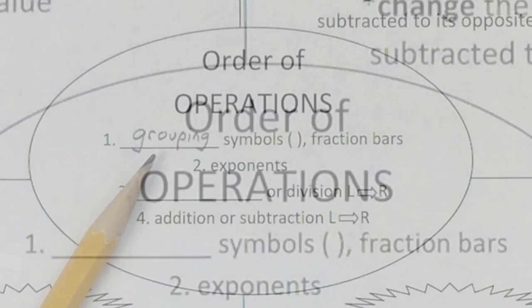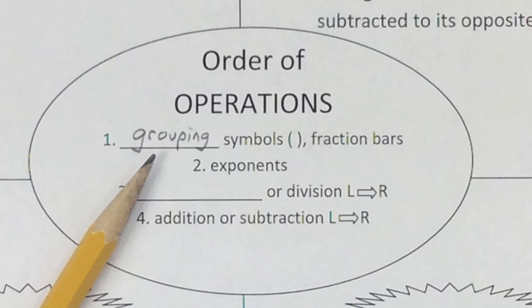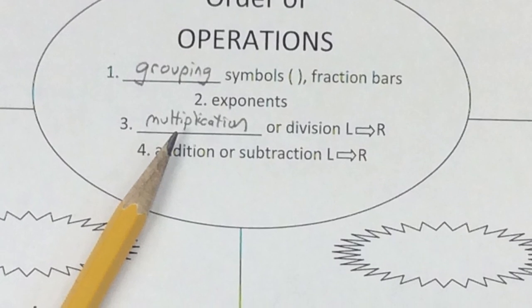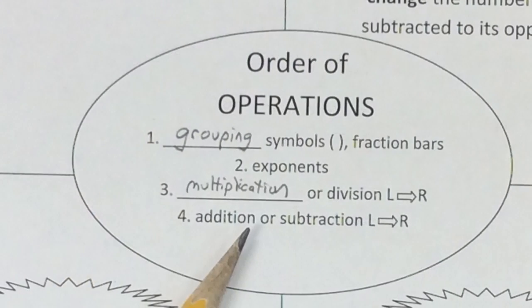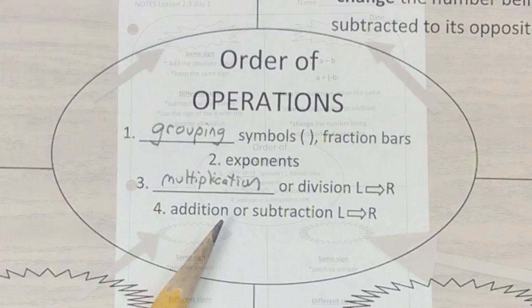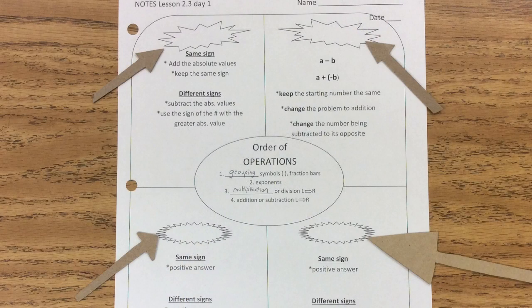First of all, we need to look for grouping symbols like fraction bars and parentheses. Then we look for exponents, multiplication or division from left to right. And then the last thing we look for is any addition or subtraction. We move left to right with those two operations. Around the review of order of operations, we have different sets of rules.